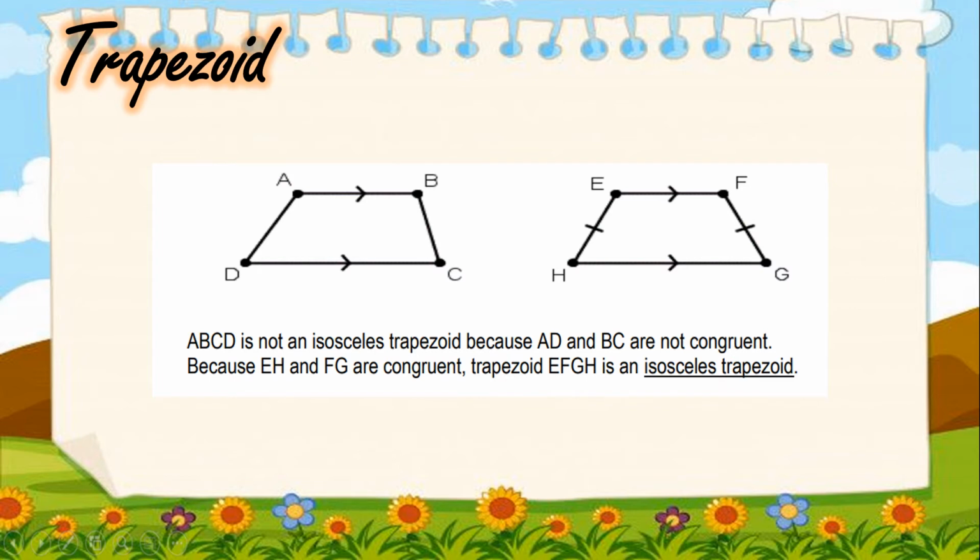In the given figures, ABCD is not an isosceles trapezoid because AD and BC are not congruent. Because EH and FG are congruent in trapezoid EFGH, then trapezoid EFGH is an isosceles trapezoid.